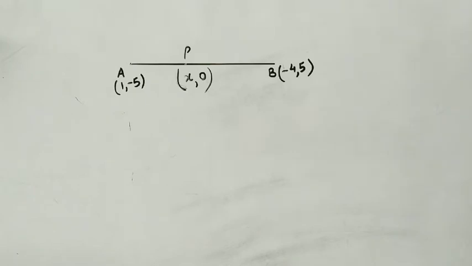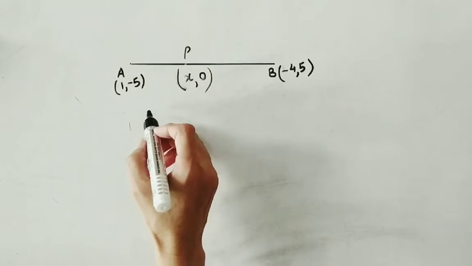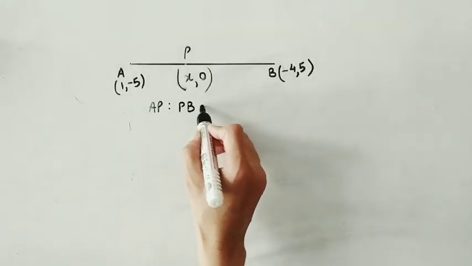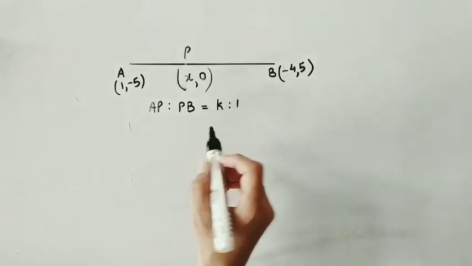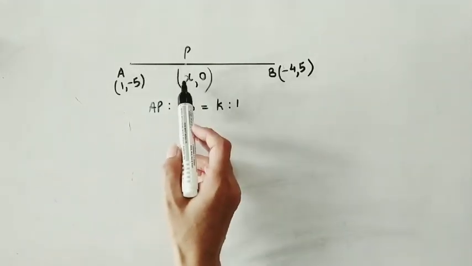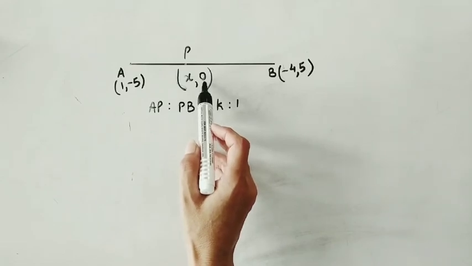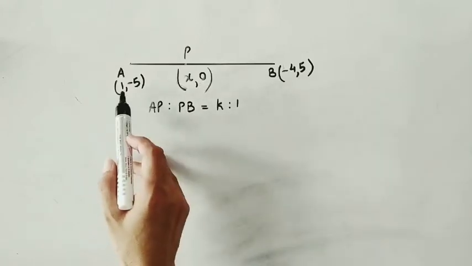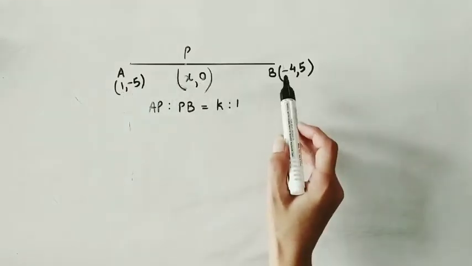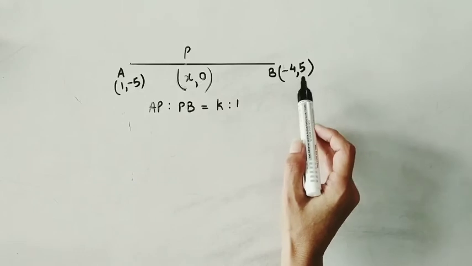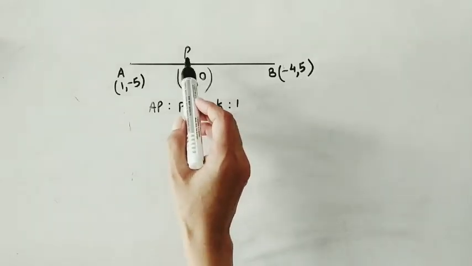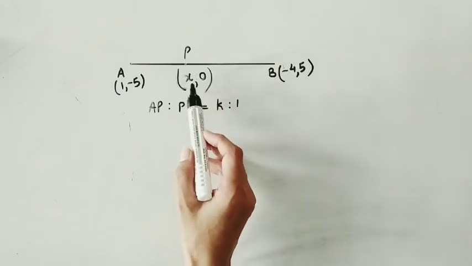In this question, since the ratio is unknown, we would take the ratio as k is to 1. It means AP is to PB is k is to 1. And as it is divided by the x-axis, definitely the y coordinate would be 0. So A and B are the endpoints of that line segment. Coordinates of A are 1, minus 5, B has coordinates minus 4 and 5, and it's divided by the x-axis. So the coordinates of that point of division would be x comma 0.